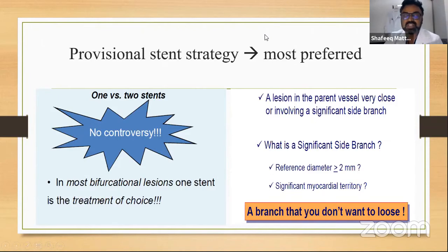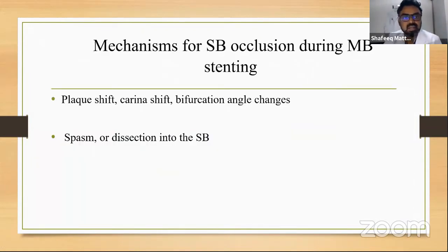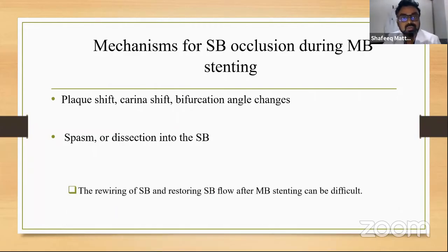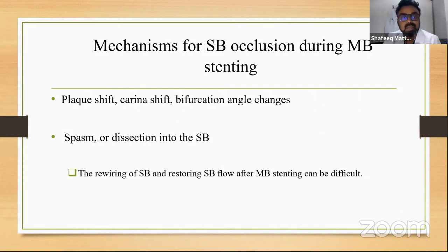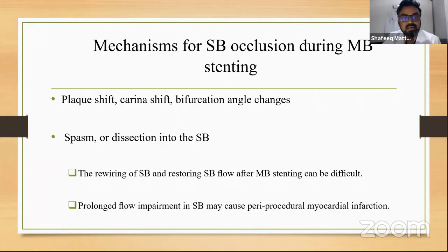Conventionally, we used to do the jail wire technique, but theoretically there is more chance of plaque shift, carina shift, and a change in the bifurcation angle, which lead to abrupt or acute closure of the side branch during main branch stenting. In addition, spasm or dissection of the side branch also plays a part, and it can cause perioperative myocardial ischemia. Sometimes rewiring the side branch and restoring flow may be difficult, and prolonged impairment of flow can cause a peri-procedural MI.